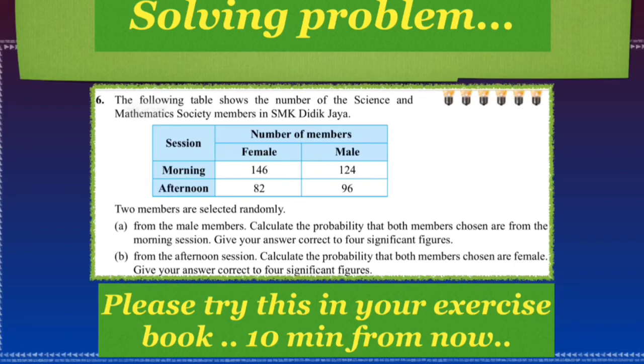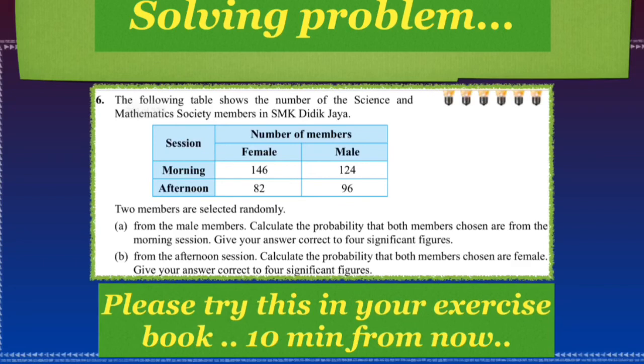From the sample space. So that means your sample space is male members. Calculate the probability that both members chosen are from the morning session. This is your event, morning session. Give your answer correct to 4 significant figures. Please follow the instruction, 4 significant figures. Okay, that is part A.